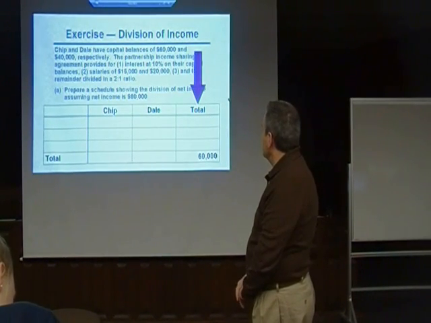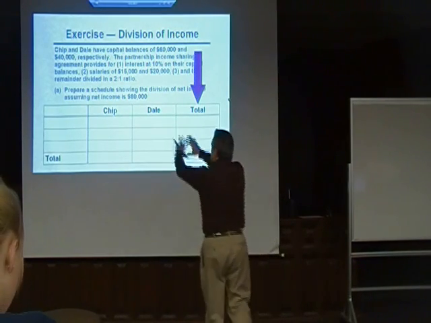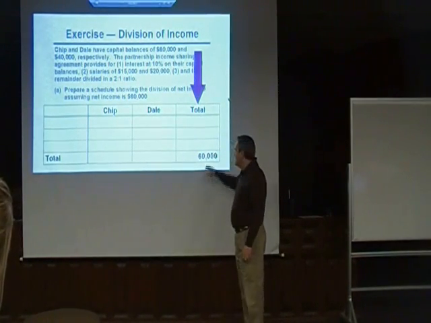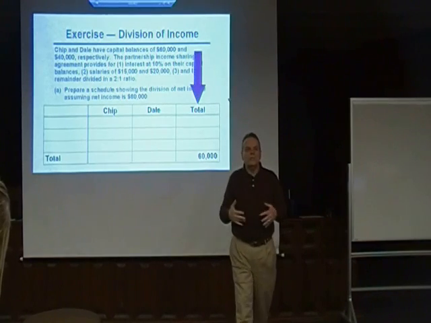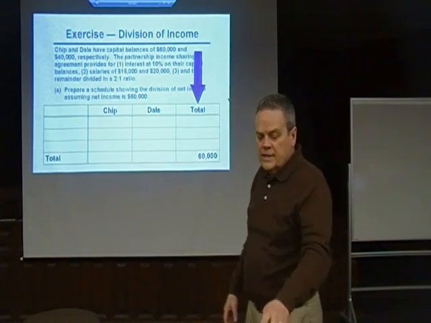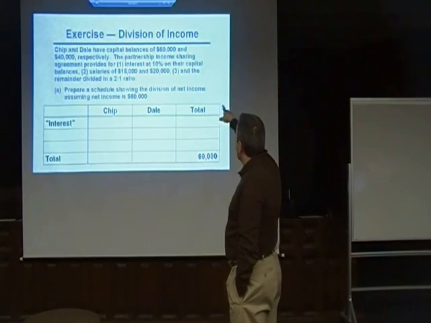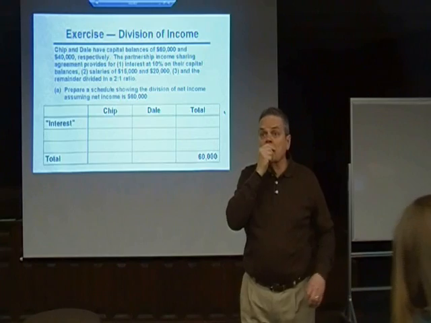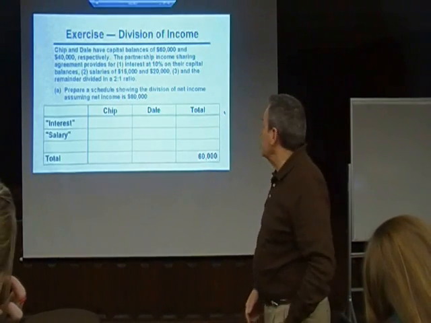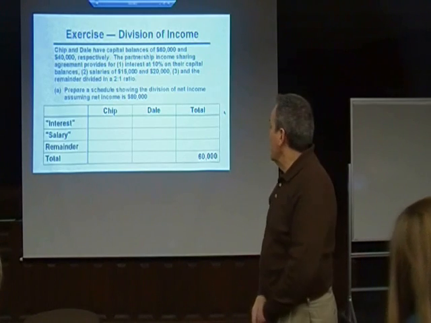So, what about the amount of net income? A says, prepare a schedule showing the division of net income, assuming net income is $60,000. When I've got the chart laid out, I'm going to say, this is my goal. This is what I want to allocate. I had $60,000 in net income. Let's see how to allocate it. The problem says they get interest at 10% on their original investment. We've got to account for interest. Second step is salaries. And then there's going to be a remainder.